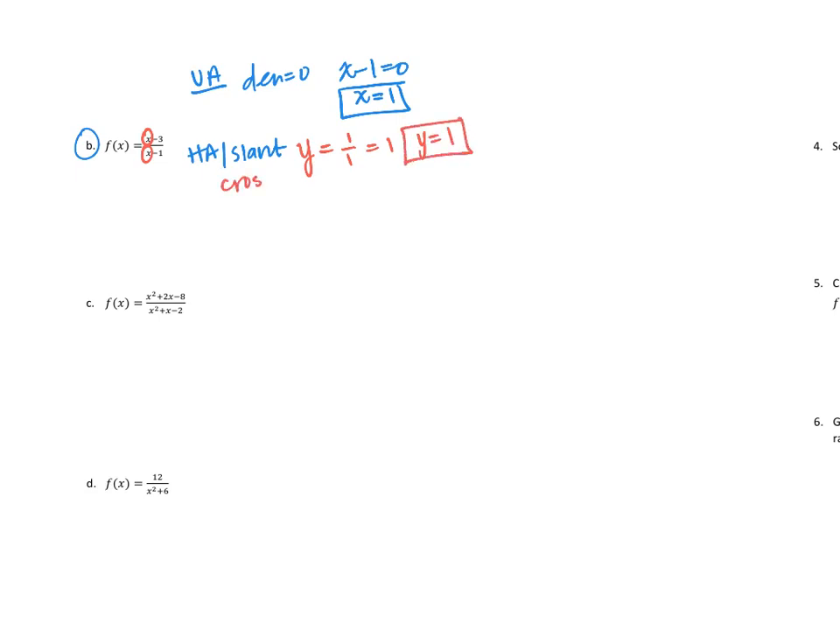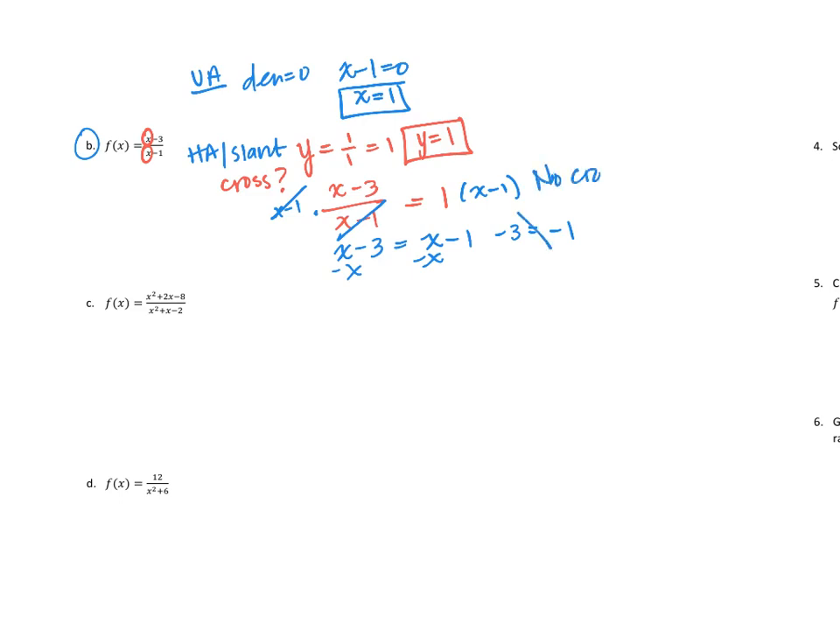And then the question is, do we cross it? Well, let's set our function, x minus 3 over x minus 1, equal to 1. So we'll multiply both sides by x minus 1. And so then our x minus 1s will cancel. We'll have x minus 3 equals x minus 1. Try and get our x's together, and our x's cancel. We get negative 3 equals negative 1. So that's not true, so then we say no, we don't cross.